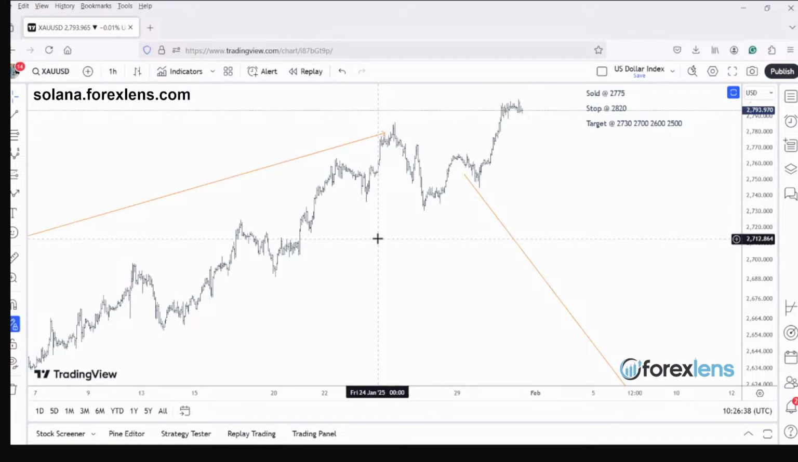All right, so that would be a place where if you are not entered, you might want to re-enter. But we are done with the shorts now. 2775, stop 2820, and these are the projected targets. So let's see now. Our job is done. If the prices favor us, we are going to see 2730 very soon. If it doesn't, then we might get tripped off, but we are already prepared for a top and reversal scenario very soon now.